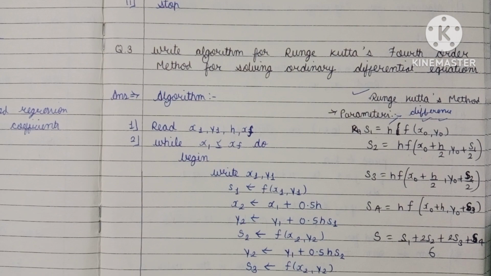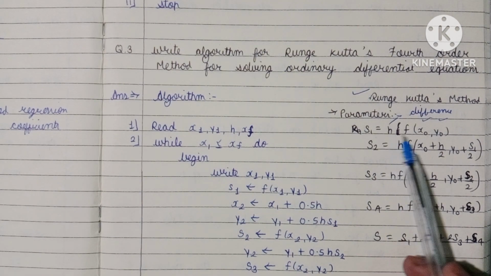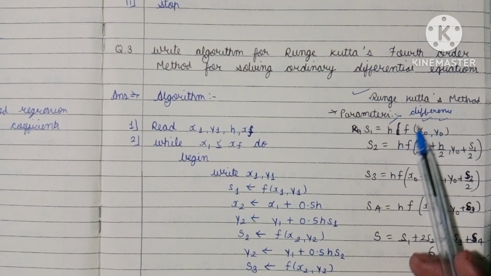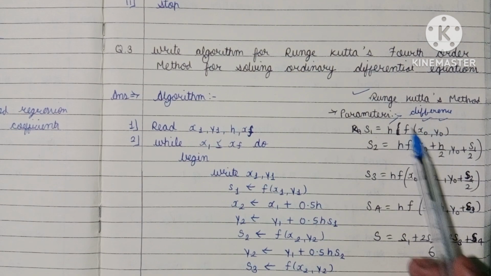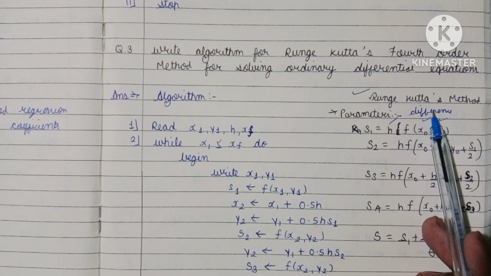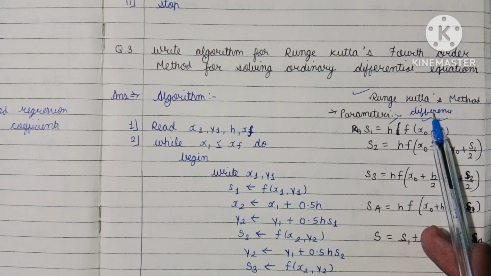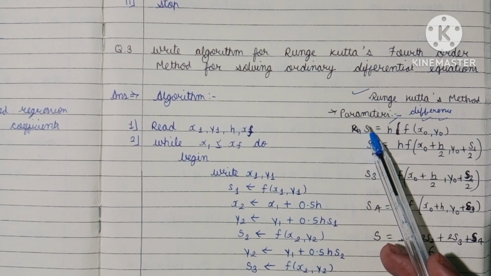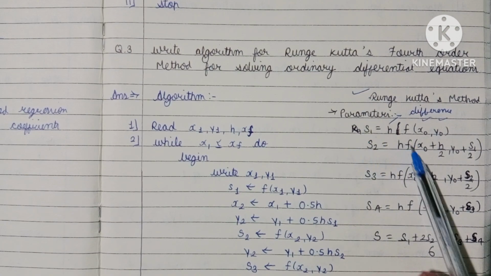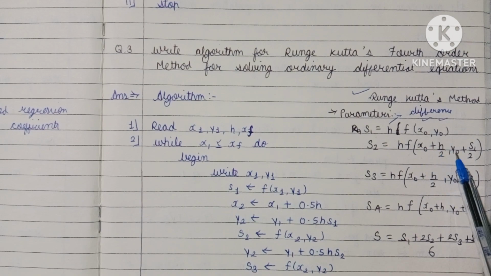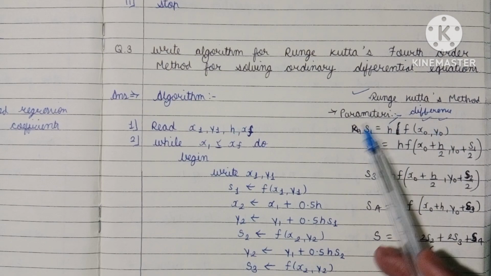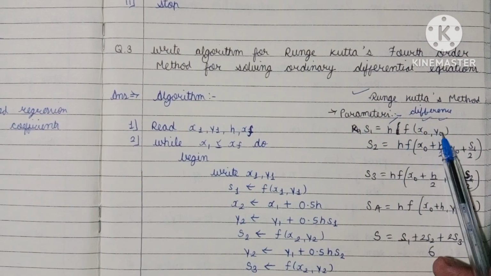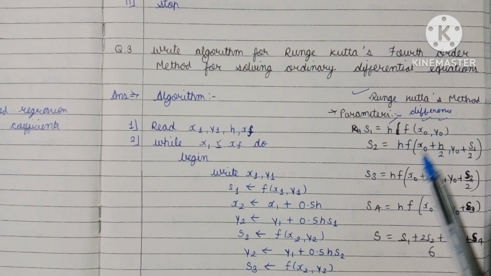So in Runge-Kutta's method there are four different parameters, which are s1 equal to h f of x0, y0. x0 and y0 are two variables which are passed into the function, and h is the difference between the next term and the current term. Similarly, s2 equals h of f of x0 plus h by 2, y0 plus s1 by 2. s1 is this value which we get by putting in these values.